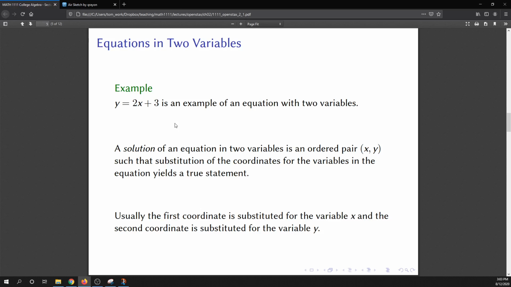A solution of an equation in two variables is an ordered pair. So it's a number for one variable and another number for the other variable. Generally, when we're talking about ordered pairs, the first number is the number that you would plug in for x, and the second number is the number that you would plug in for y.